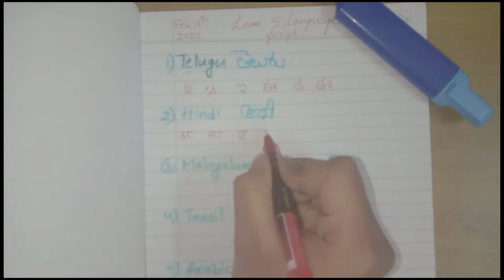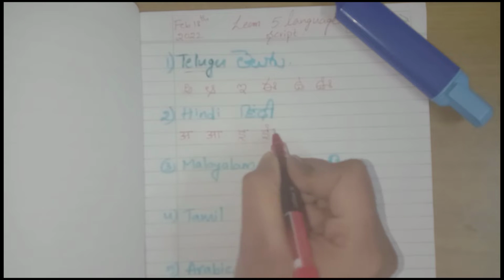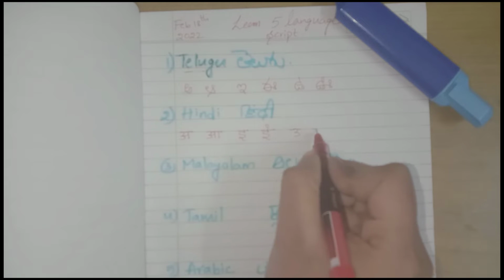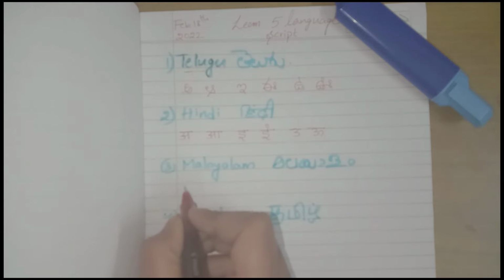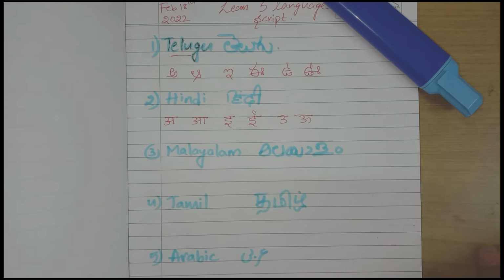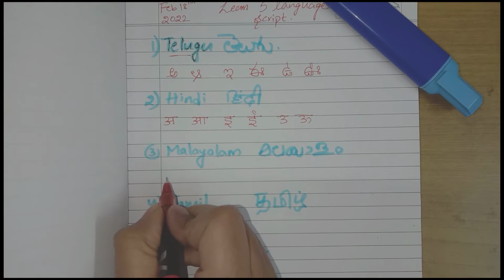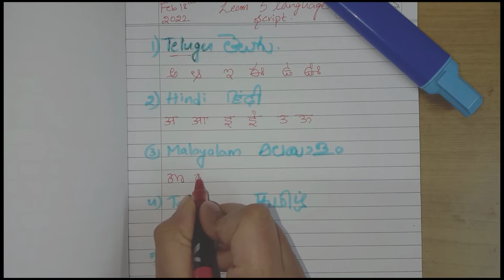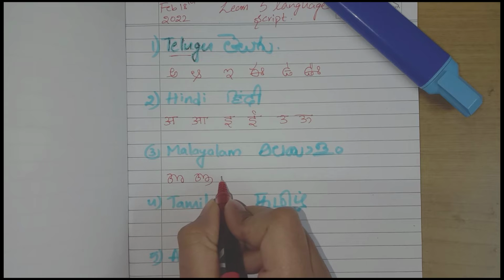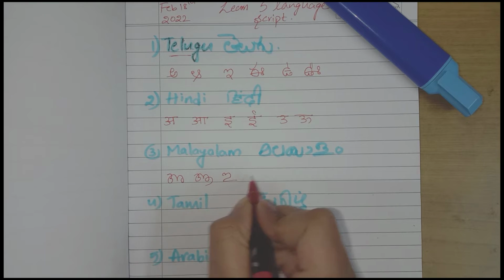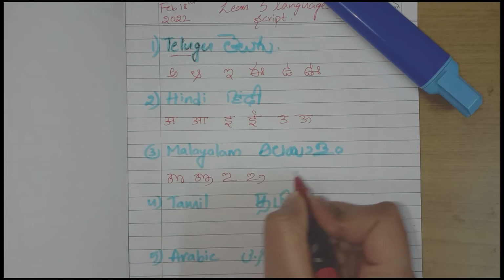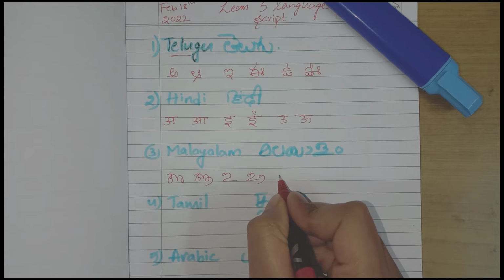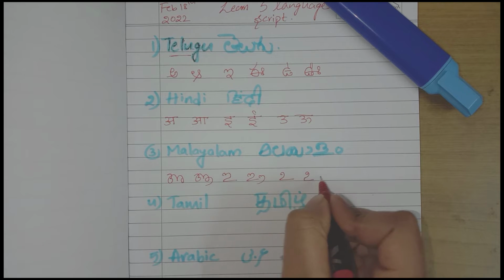Third is I, E, U. In the same way, Malayalam, first letter is A. First letter is A. I, E, U.